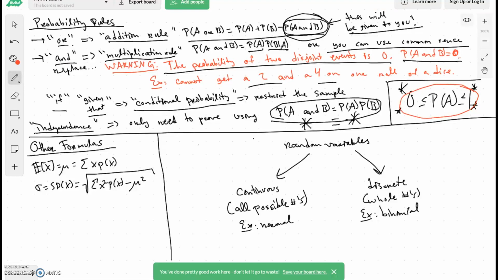Okay, here are some other formulas, some FYIs, right? The expected value of a probability distribution: the sum of X times the probability of X, and the standard deviation.